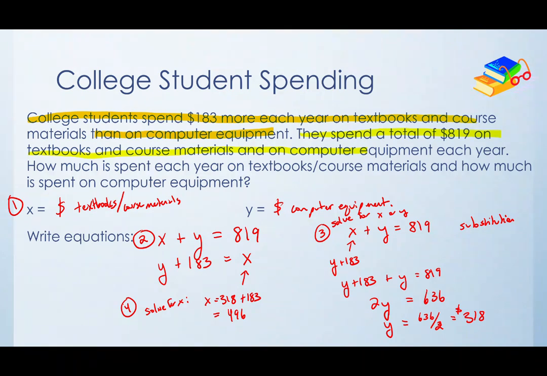So how much is spent on textbooks? That was x, so we say $501 on textbooks and $318 on computer equipment. And there we go. All right, we're going to put each one of these in their own little video, I think.